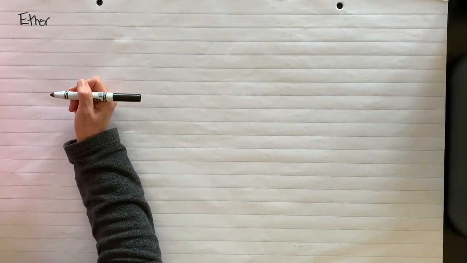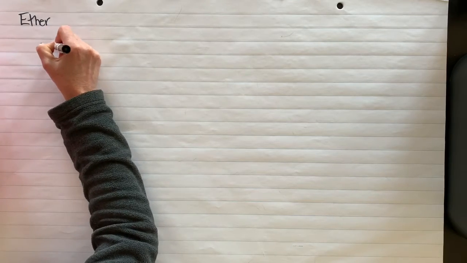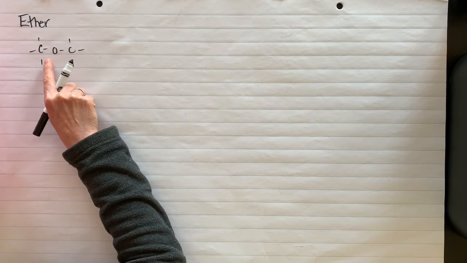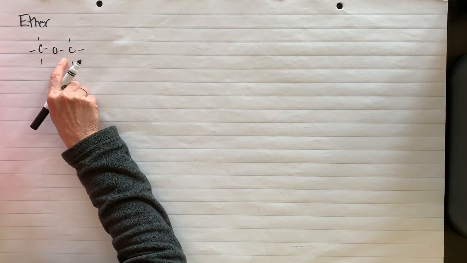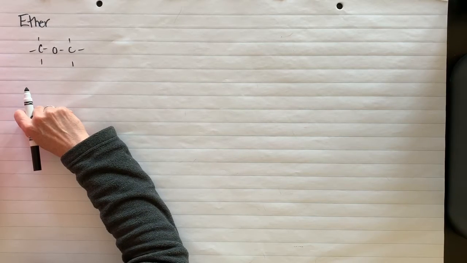So ethers are a group of organic compounds that have an O in the center. So this is an example of an ether. It's not an OH, it's an O by itself. Note that, remember, oxygen only needs 2 bonds to be happy. So that is an ether.